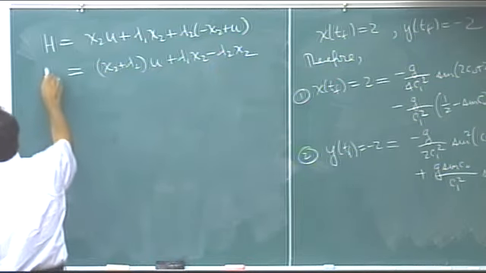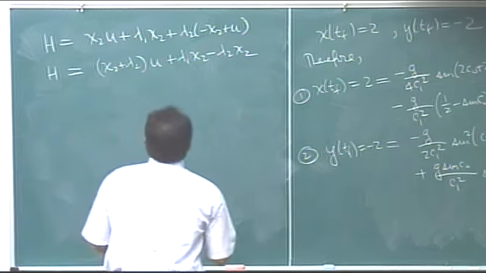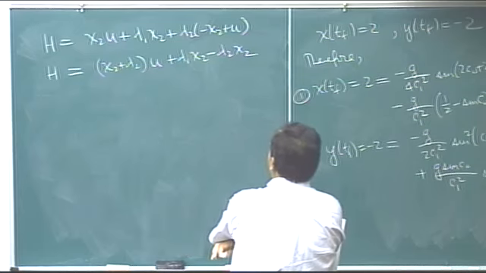Now, we know that the optimal control, because the Hamiltonian is linear in the control, so the first thing you have to recognize is the Hamiltonian is linear in the control.